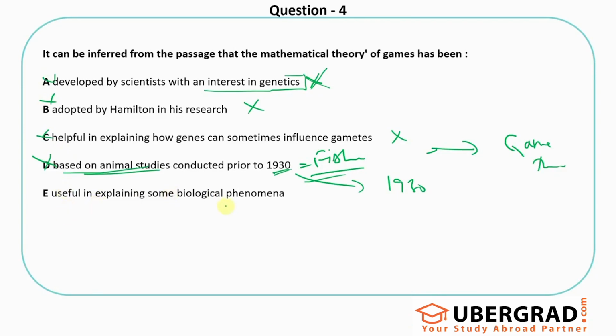Has been useful in explaining some biological phenomena. This looks like a decent thing, right? As they said, parasitic wasps were one case, and Fisher's theory also has some elements of game theory. So some elements of game theory are helpful in explaining some biological phenomena. If you ask me, maybe this could be a decent second option, but I don't think it has been adapted by Hamilton in his research. It has not at all been written anywhere. So I would definitely say that's a very bad option to pick, but maybe B and C could be something some students might pick. I would strongly say they are not right.